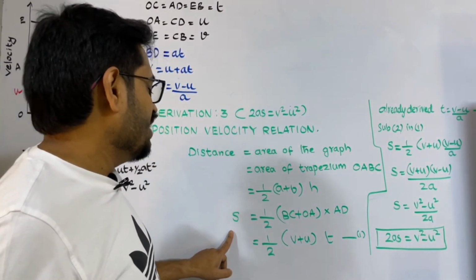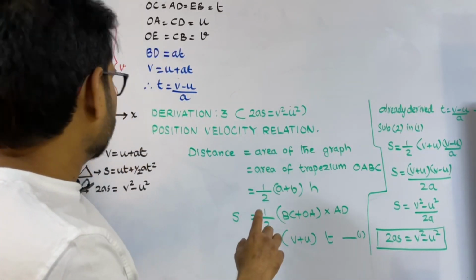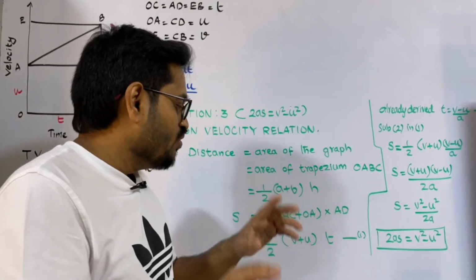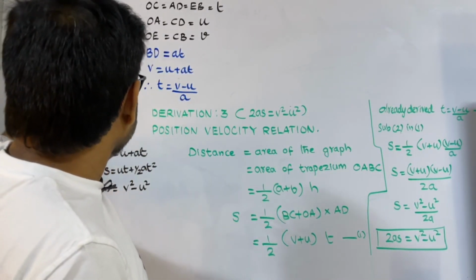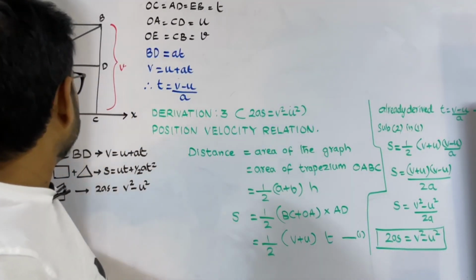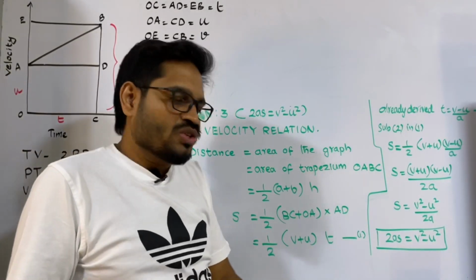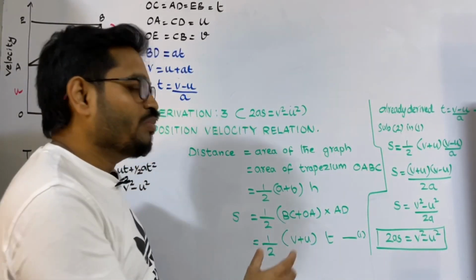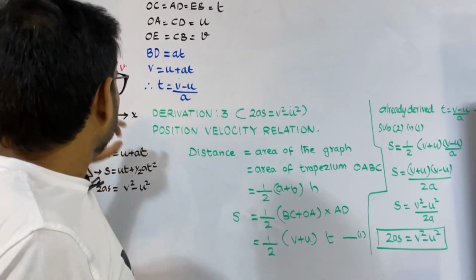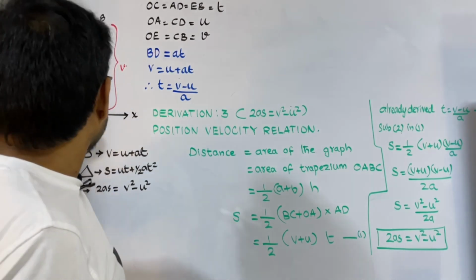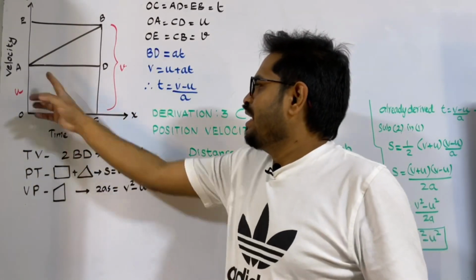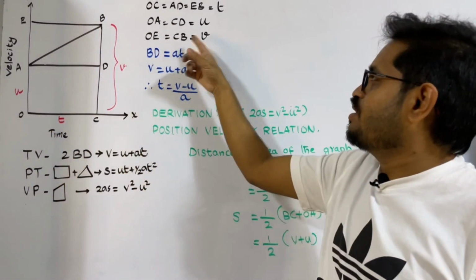So the distance is equal to half into the parallel sides, which are BC. I wrote the big parallel side first because I want V plus U instead of U plus V. So BC and then OA. So BC plus OA into height. Height is AD. AD is the height of the trapezium. So that is what is written there. Now let us pull out all the values and put all the variables there. So half into BC, the final velocity, OA is the initial velocity, so we write V plus U, and then AD is the same as OC, which is time. This all we have written already here, right?